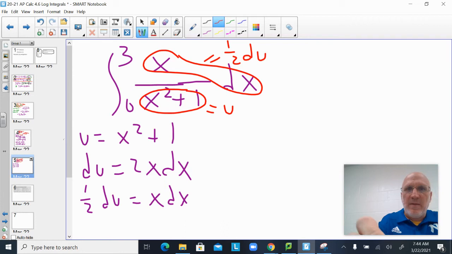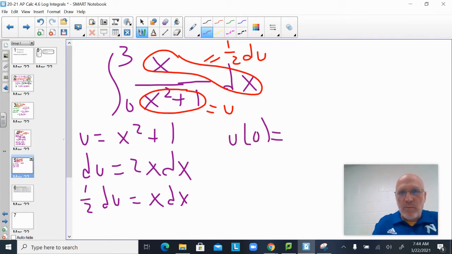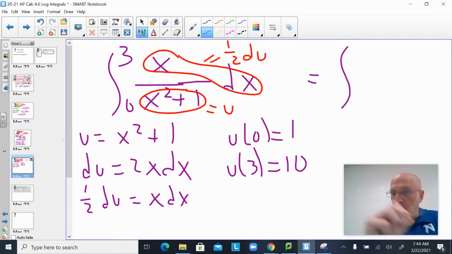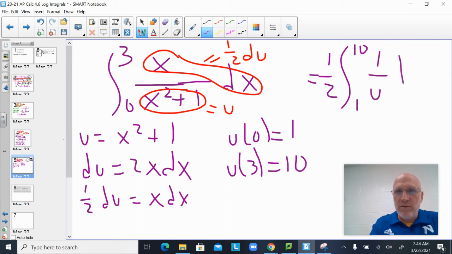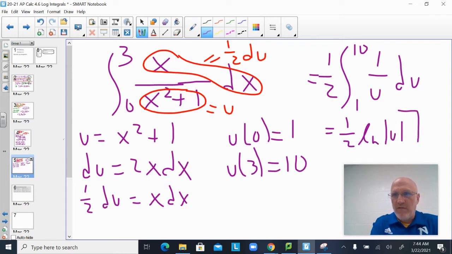But now let's change my limits of integration. Let's find u of 0. That's 0 squared plus 1, which is 1. And u of 3, which is 3 squared plus 1, which is what, 10. So I think this becomes the integral now from, not from 0 to 3, but from 1 to 10 of 1/2. I think it's just 1 over u du. Make sure that looks good. 1 over u. Okay. Which I believe just turned out to be 1/2 natural log of the absolute value of u, evaluated from 1 to 10.